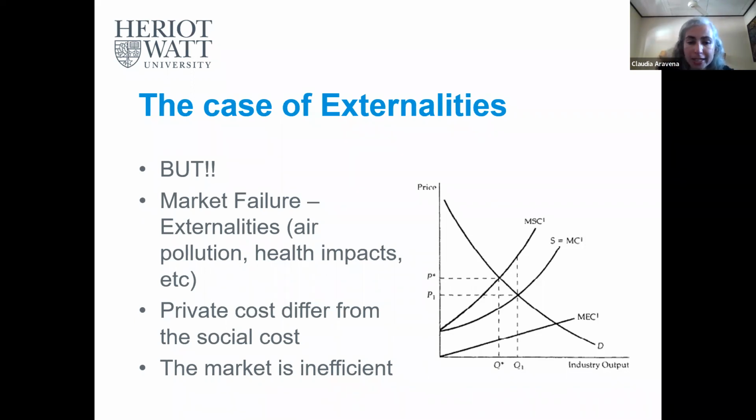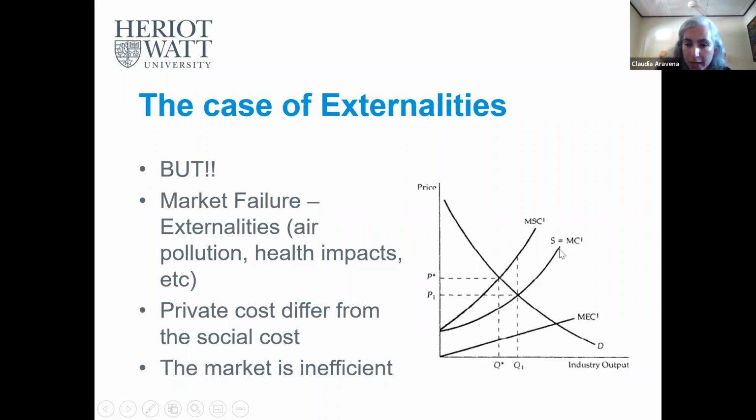The social part is all the impact that we get from that production of energy. So we have a market failure here, where the market is not being efficient. We have an inefficiency created by not considering these external effects, such as air pollution and the health impact. And therefore, the private cost will differ from the social cost. You can see this in this graph.